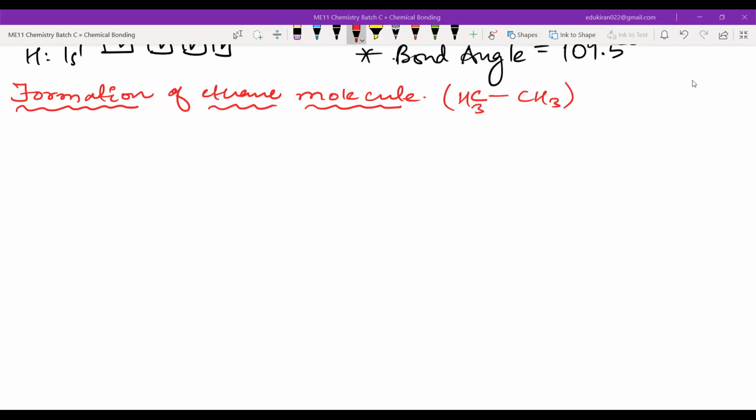So ethane molecule. In the ethane molecule, what do we have? We have two carbon atoms. So there are two central atoms. This carbon is central, and this carbon is also central. So the hybridization of both the carbon atoms will take place. That is the first thing.